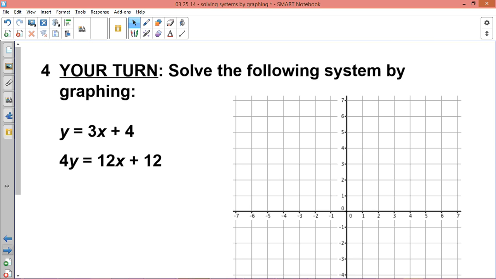So, your turn. You are going to solve the following system of equations by graphing. y equals 3x plus 4. 4y equals 12x plus 12. You're going to graph both lines. And if you get one intersection, you're going to check the answer. If you actually end up with lines on top of each other, you're going to say infinite solutions. And if you wind up with parallel lines, you're going to say that there are no solutions.